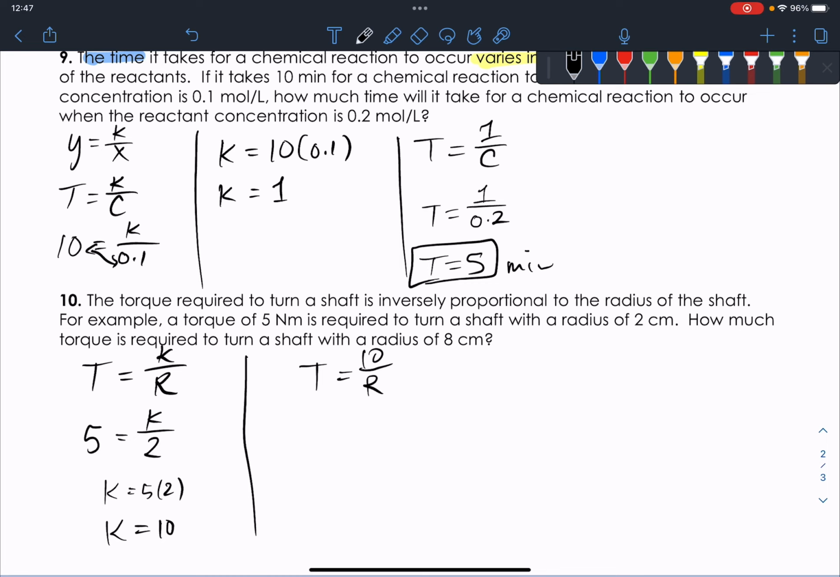And now with that formula, we can figure out how much torque is required when the shaft has a radius of 8. So let's substitute in 8 for R and divide 10 by that 8. And our answer equals 1.25. So we'll need that much torque. And there's your answer.